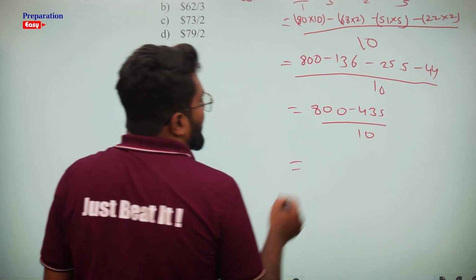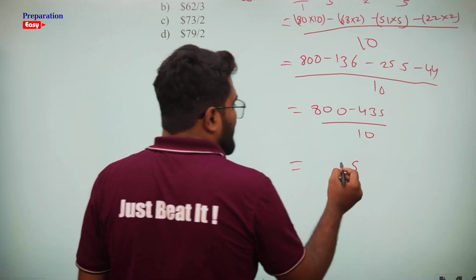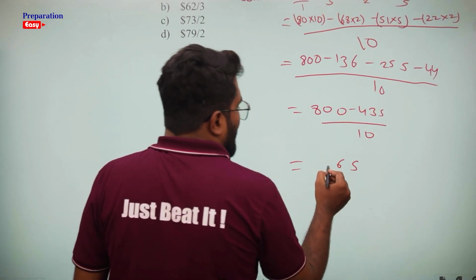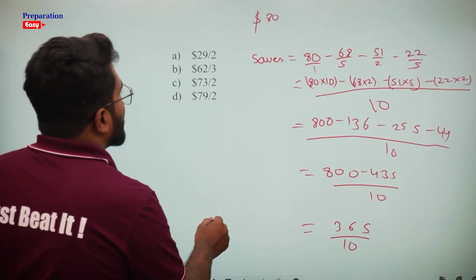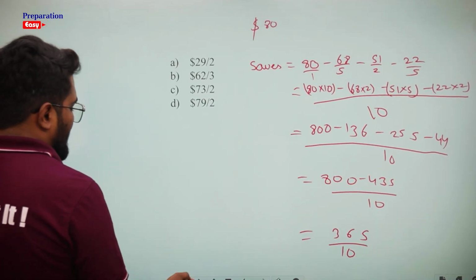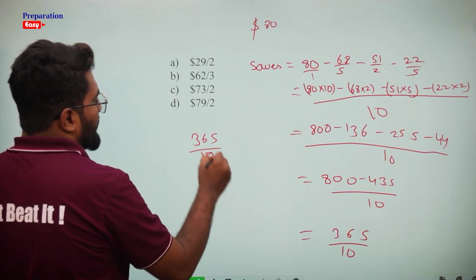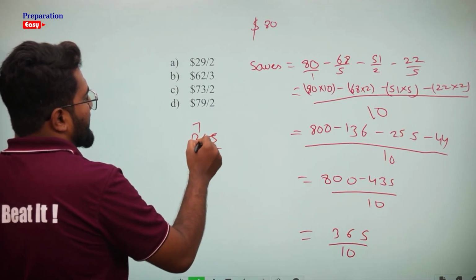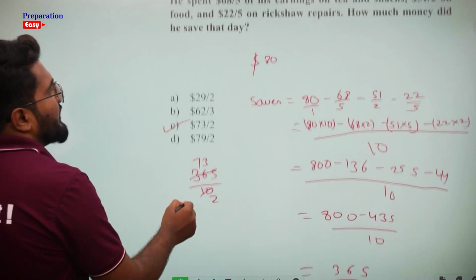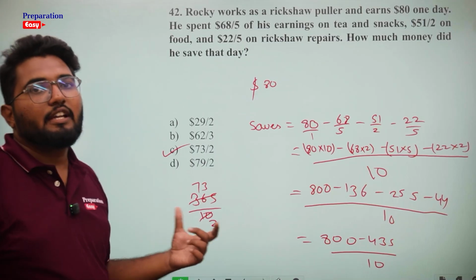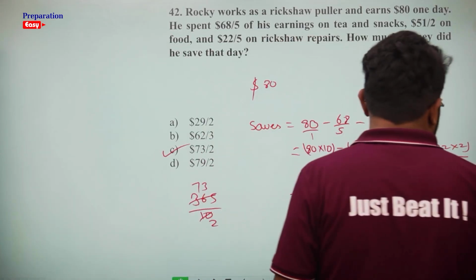So 800 minus 435 is 365, divided by 10. Okay, 365 divided by 10. 5 ones are 5, 5 sevens are 35, and then 73 by 2. The correct answer would be 73 by 2 dollars he had saved that day. Okay, let's move towards the next question.